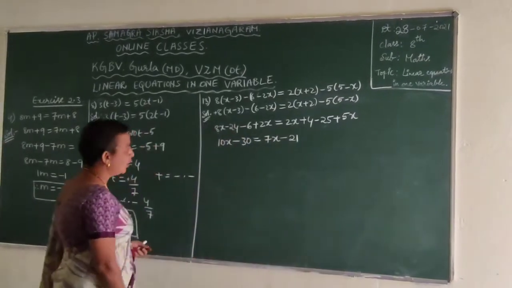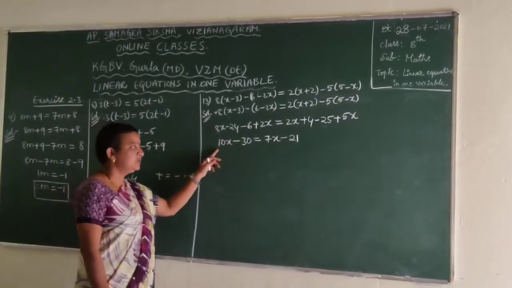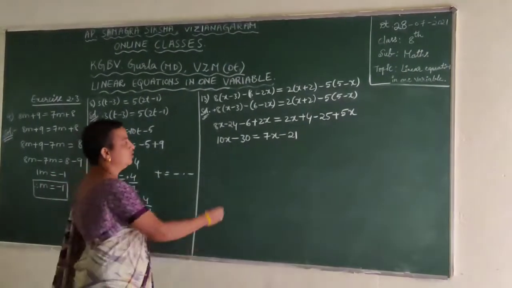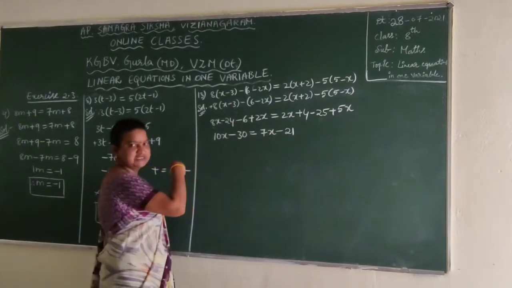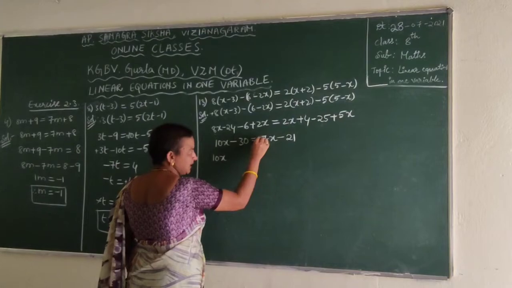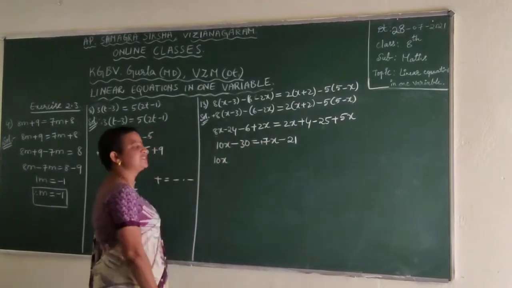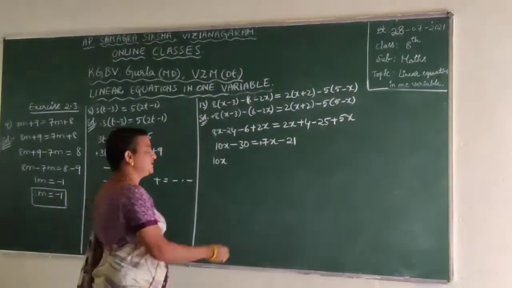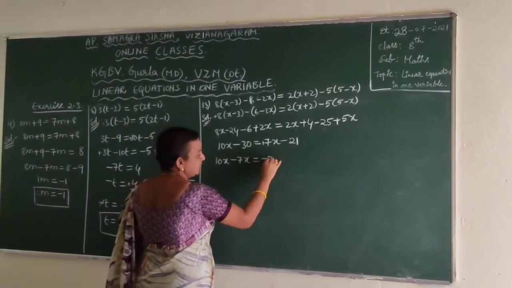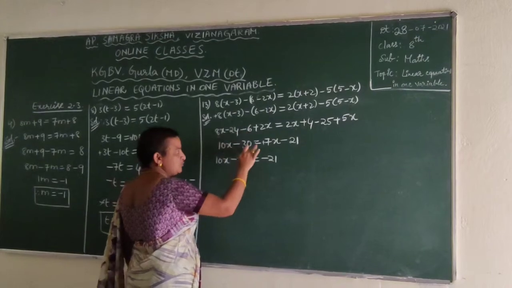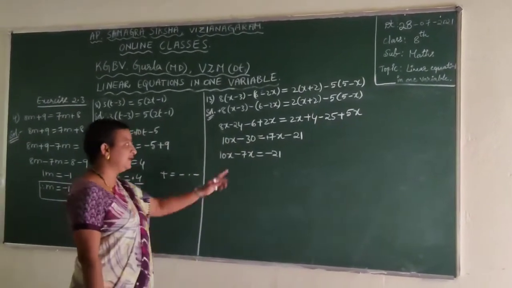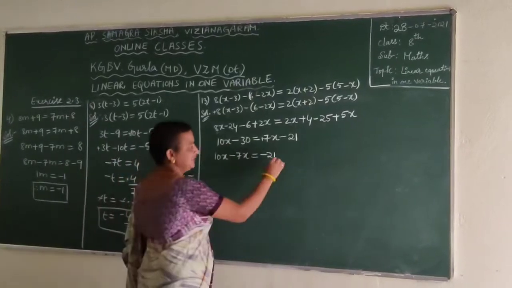Okay, children. Now we get the equation. Now you have to separate the variables and constants. So first we have to transpose 7x to LHS. 10x, here is the sign plus. So if we transpose 7x to LHS, it becomes minus 7x. Minus 7x is equal to minus 21. Now you have to transpose the term minus 30 to RHS. Then it becomes plus 30.